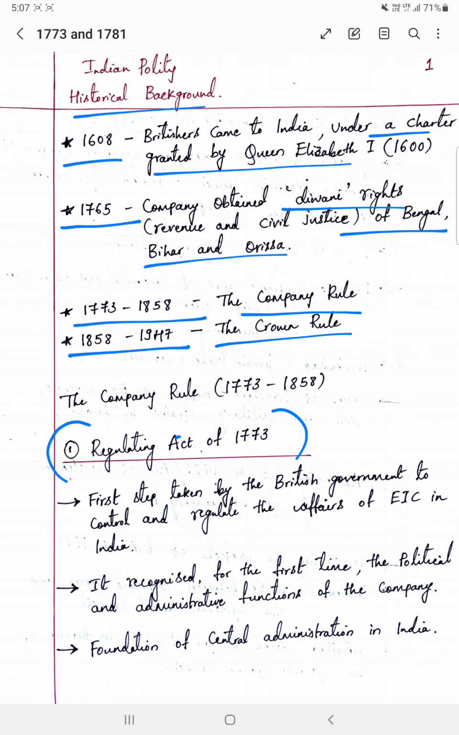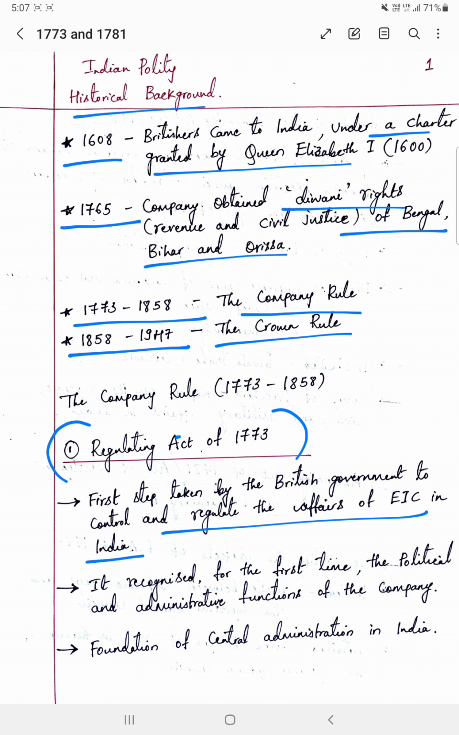This was the first step taken by the British government to control and regulate the affairs of East India Company in India. These servants came to India as officers, but simultaneously they started personal trade also. So when the British government got to know about this, they wanted to regulate the affairs of East India Company in India. So this was the first step.